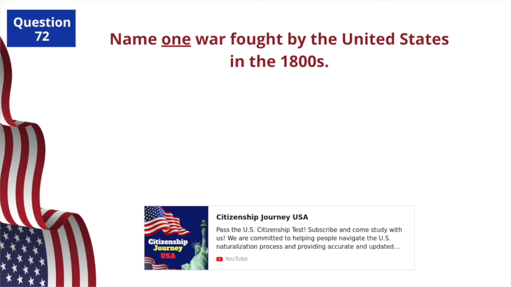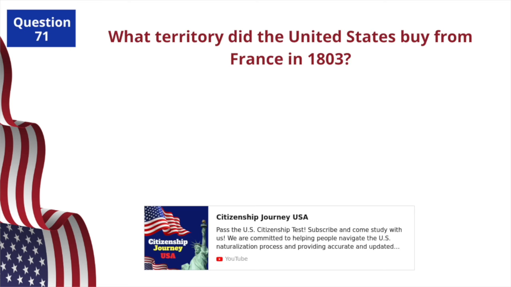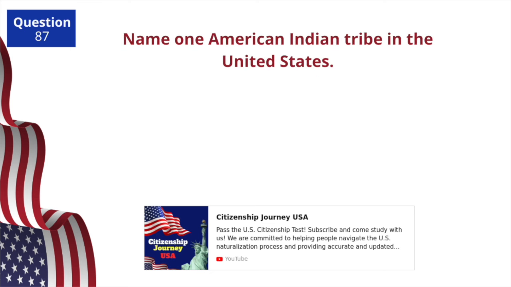Name one war fought by the United States in the 1800s. Civil War. What territory did the United States buy from France in 1803? The Louisiana Territory. Name one American Indian tribe in the United States. Cherokee.